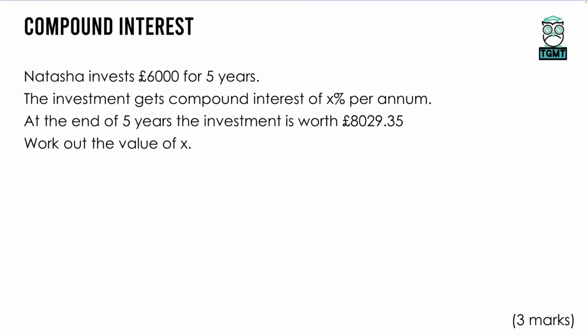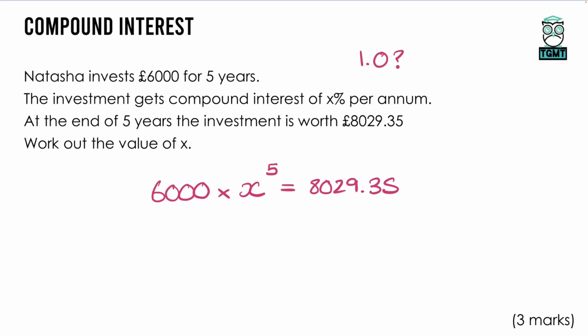Now, if we knew the percentage, we would do 6,000 multiplied by, and it's a bit of a strange one because we don't know the number there, but it would be 1.0-something, okay, because it's normally a single digit. So we don't know what it is, and that's what we're going to need to figure out. So for the moment, let's just call that multiplier the letter X. It's going to be to the power of 5, because there's 5 years, and we're going to get the answer £8,029.35. So this isn't too bad to do, because at this point we just need to divide both sides by 6,000, so that we'll know what x to the power of 5 is.